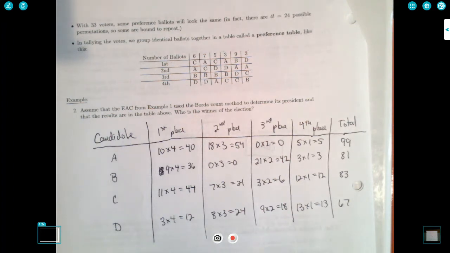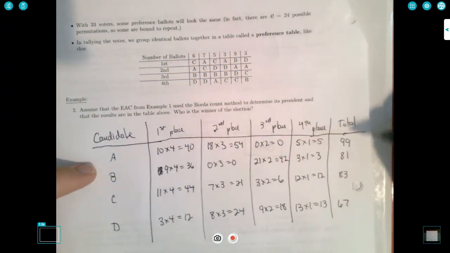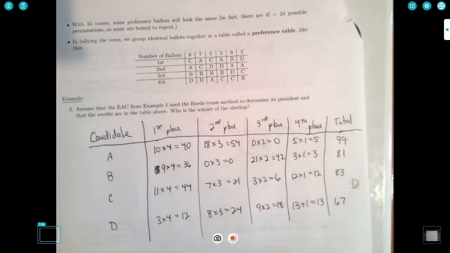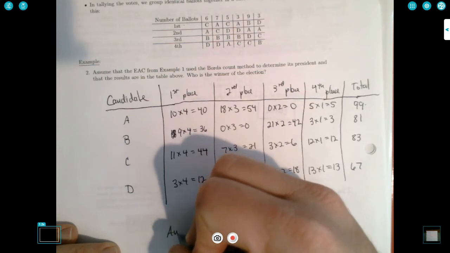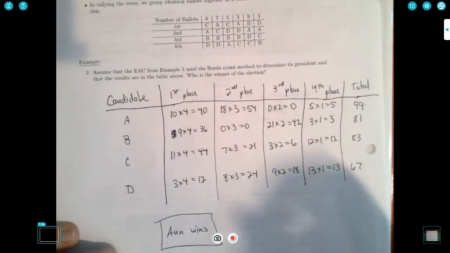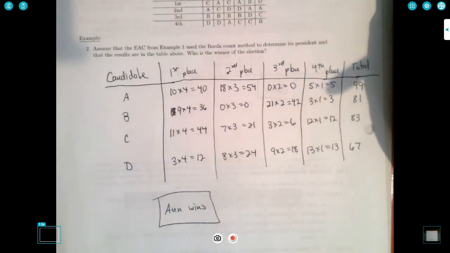Okay, so who's the winner of the election? That would be Anne, right? Anne wins, actually by quite a large margin. So Anne wins. Okay, so that's the Borda count method.